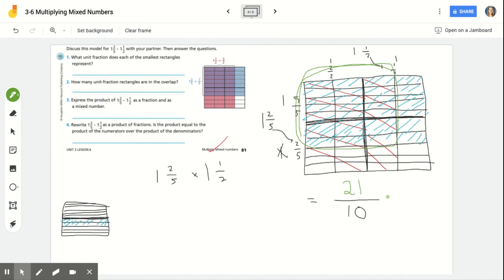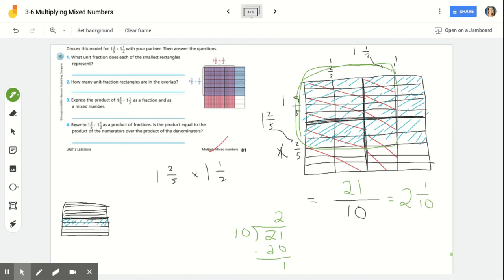But let's turn it in. This is an improper fraction. Let's turn it into a mixed number using division. So again, with division, we're asking ourselves 21 divided by 10 is equal to, well, 10 goes into 21 two times. And when I multiply, we get 20. We are left with a remainder of 1. What's our mixed number here? 2 1/10.